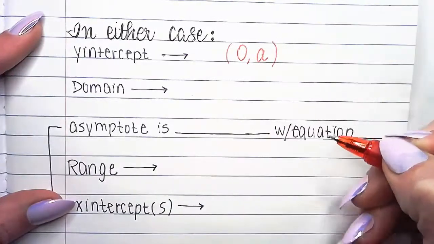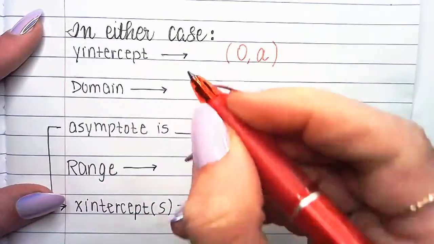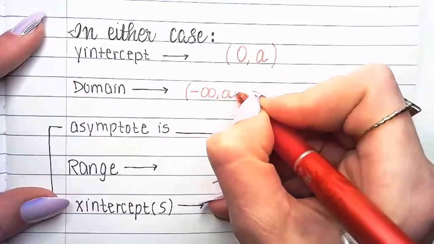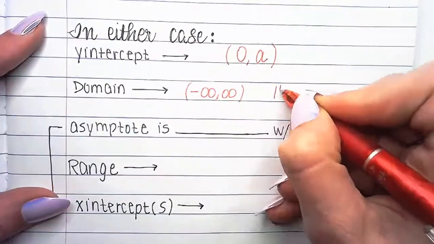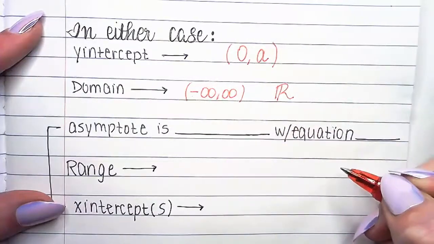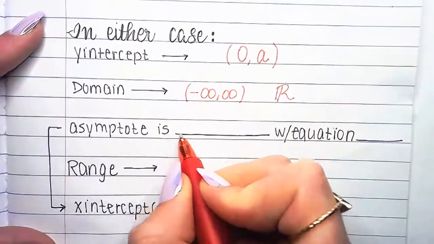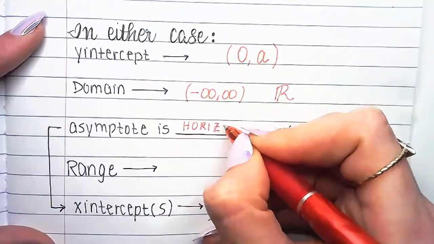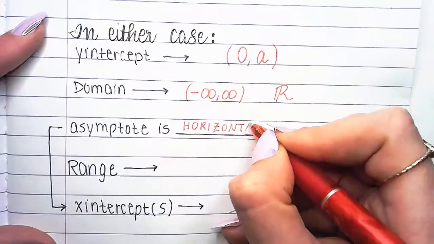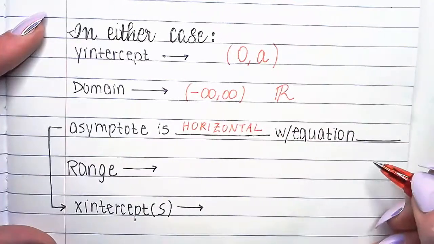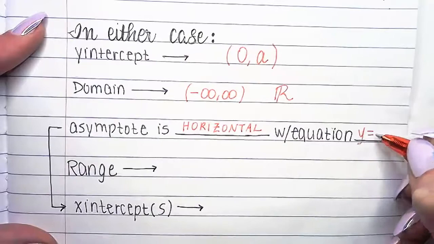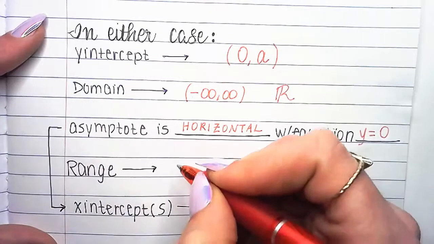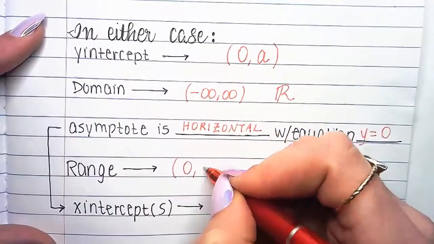In either case, the domain is always negative infinity to infinity, or all real numbers. The asymptote is horizontal with equation y equals 0. The range is always from 0 until infinity.